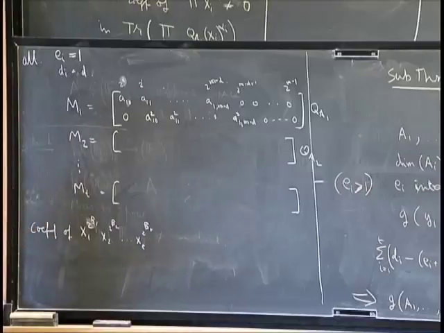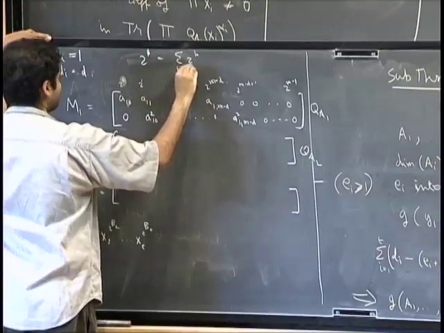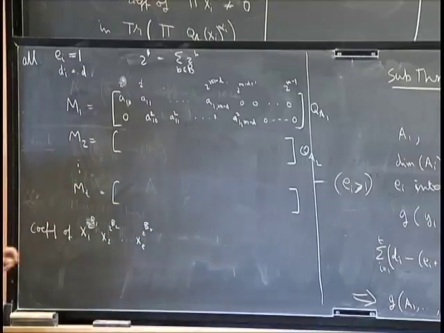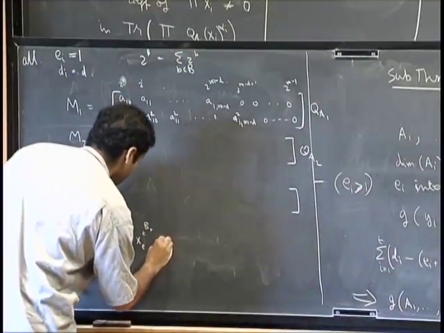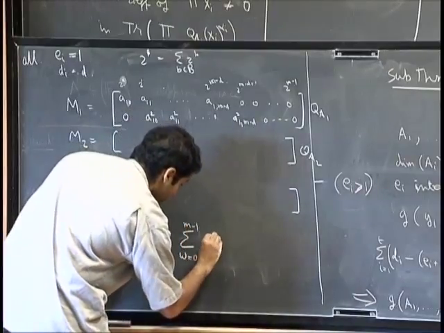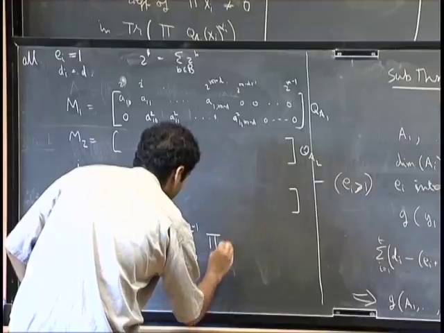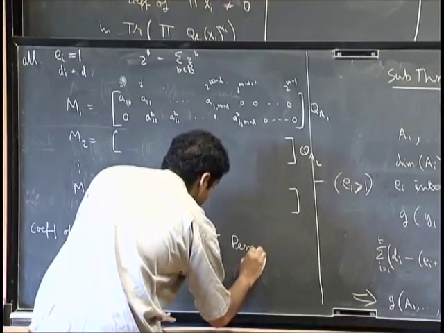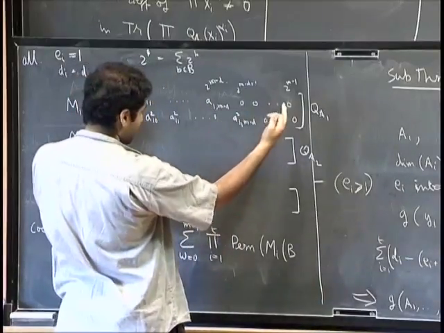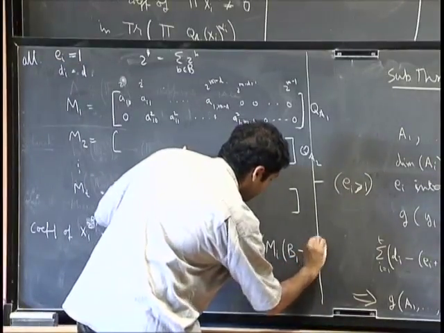Here I am writing 2 to the B1, so the notation is 2 to the B is the summation of 2 to the little b, for b in capital B. So the coefficient of x to the 2 to the B1, x to the 2 to the B2, etc., xt to the 2 to the Bt in that expansion is equal to the sum over all w going from 0 to m minus 1, product i going from 1 to t of the following thing: the permanent of Mi. Take M1, look at the columns corresponding to B1 shifted by w, to the 2 to the w.